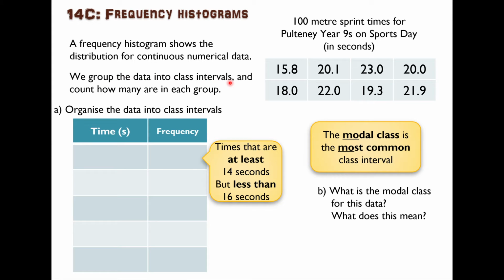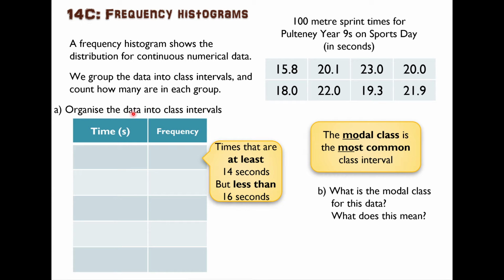So we group it into groups, and then we count how many are in each group. Let's try it with an example here. You can see I only have 8, which is a bit silly. Normally you do statistics on hundreds or thousands, or for AI, millions of data points. But let's just do 8. There are 8 runners here, and these are their times in seconds to run 100 meters. This person ran 18 seconds. This person ran 100 meters in 15.8 seconds.